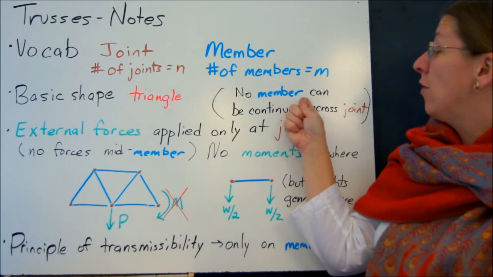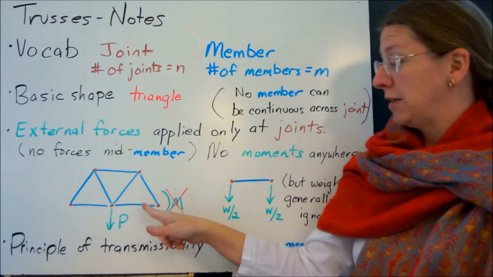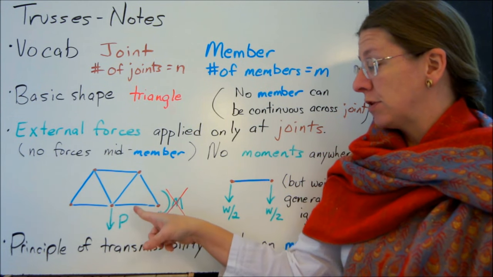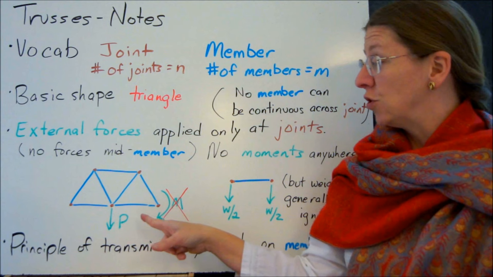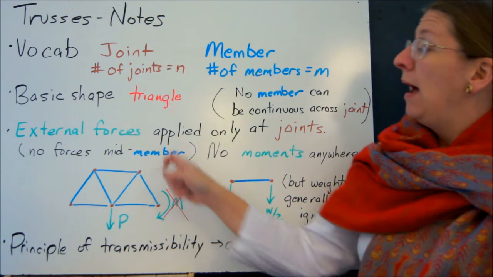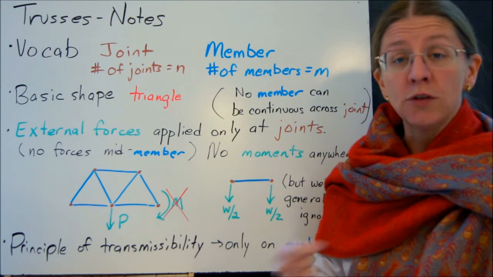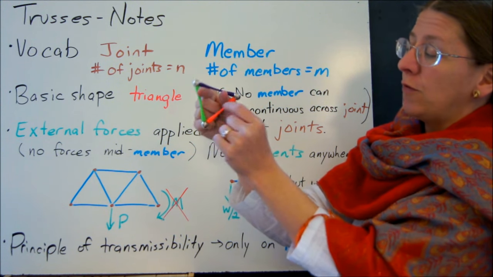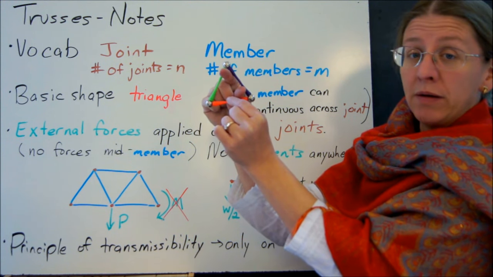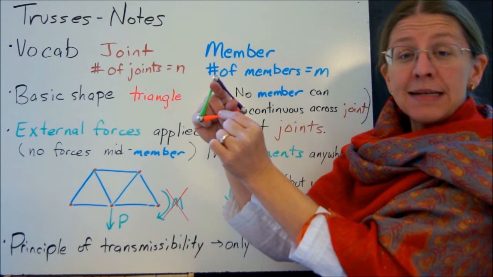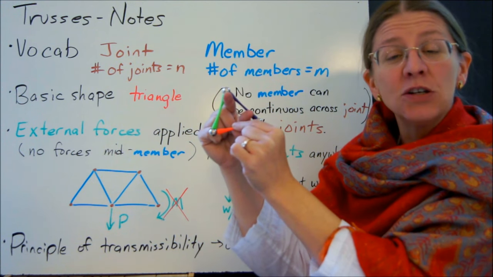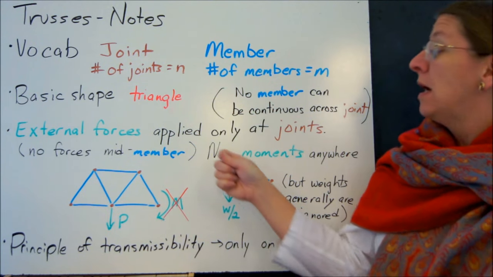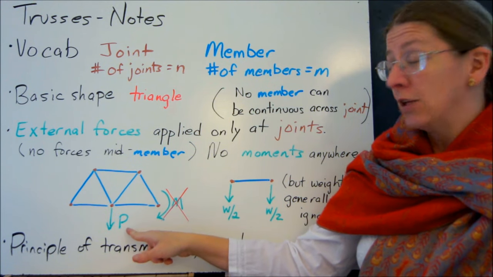Please note that no single member can be contiguous from one side to the other. So even if you have a straight line here, we're not going to consider this member to be the same as that member. You have to have a joint in between them. External forces can be applied only at the joints. If you had a force that was acting in the middle of one of your members, pulling down right here, that would create a non-axial load in your member. And we've just shown that you can't have anything but axial loads. So all of our forces have to act at the joints.